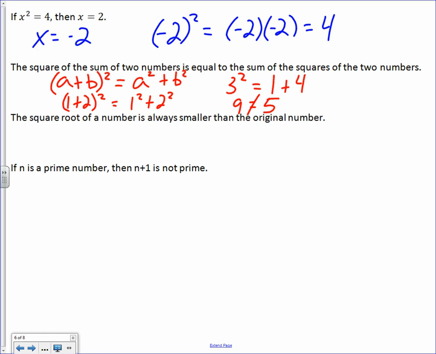Here, if you look at -2, so negatives are a good thing to look at as well, if you take -2 and square it, you get 4. -2 is smaller than 4 as well, and so that one also doesn't work.